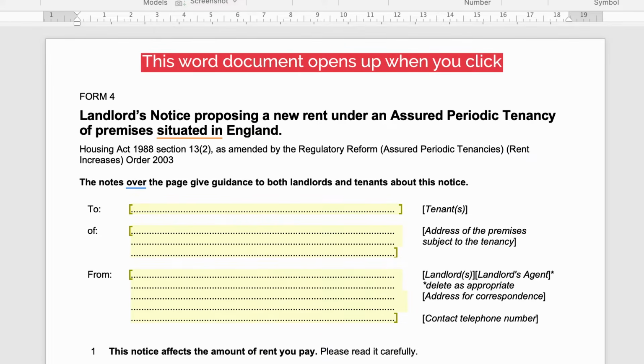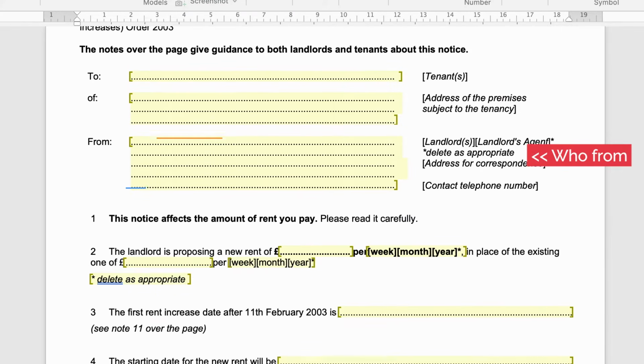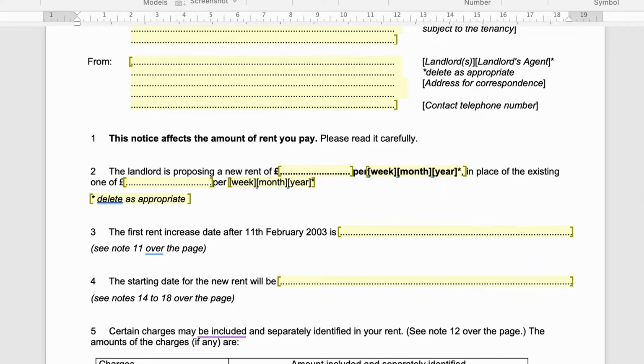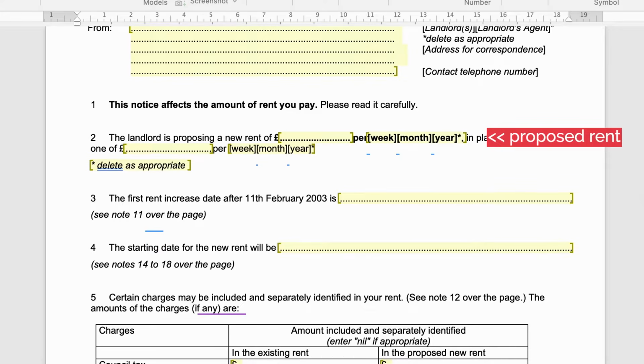The first bits are okay: the name of the tenant, the property, who it's from, whether it's the landlord or a letting agent, and make sure you have the right landlord on it, the one that actually owns the property, unless somebody else does the management. And you put in the rent and how often it's payable, and make sure that you cross out the week and the year if it's a monthly rent, and vice versa if it's a weekly or yearly rent.